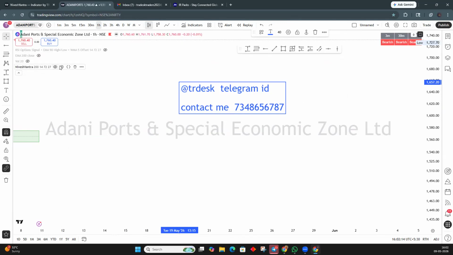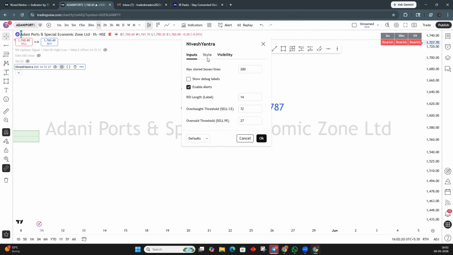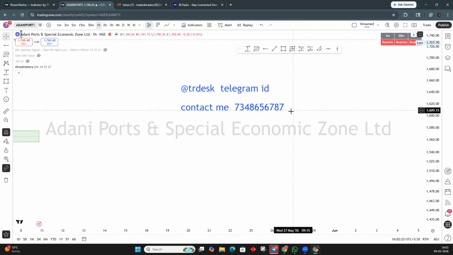The only thing is, go to the settings. Here 90, this you all can switch off. Nothing else you have to do. No inputs, nothing you have to change. That's it. Visibility and all, you can use it.